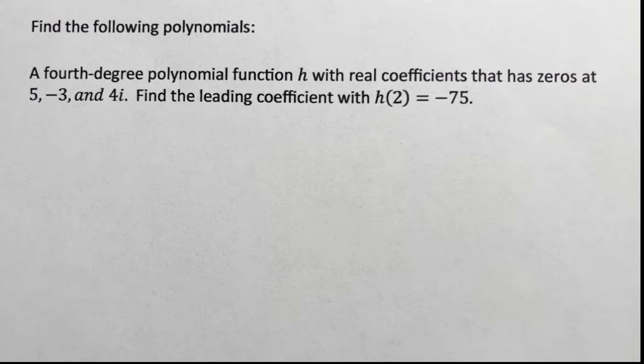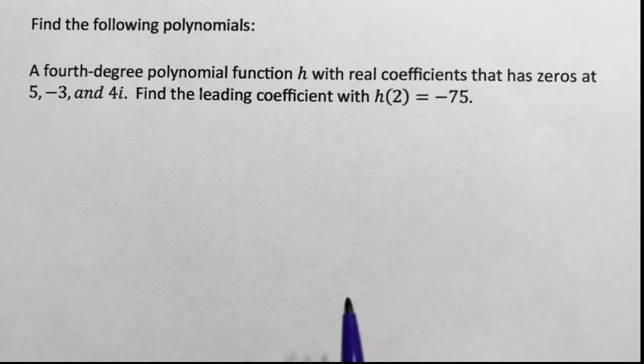Today I'm doing a series of videos on higher order polynomials. This video says find a fourth degree polynomial function h with real coefficients that has zeros at 5, -3, and 4i. And it also says the leading coefficient with when h of 2 is -75.